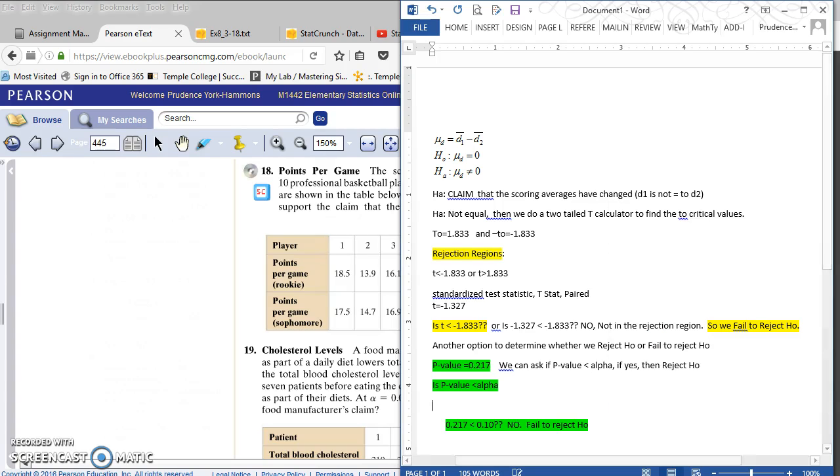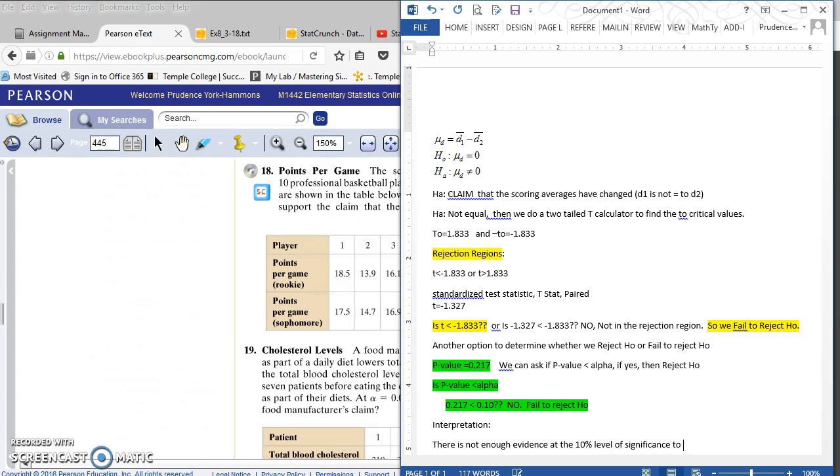So let's interpret our answer. If we fail to reject H sub O and our claim is H sub A, what that means is there is not enough evidence at the 10% level of significance, because alpha was 0.10, to support the claim. So there's no evidence to support the claim that their scoring averages in points per game have changed.